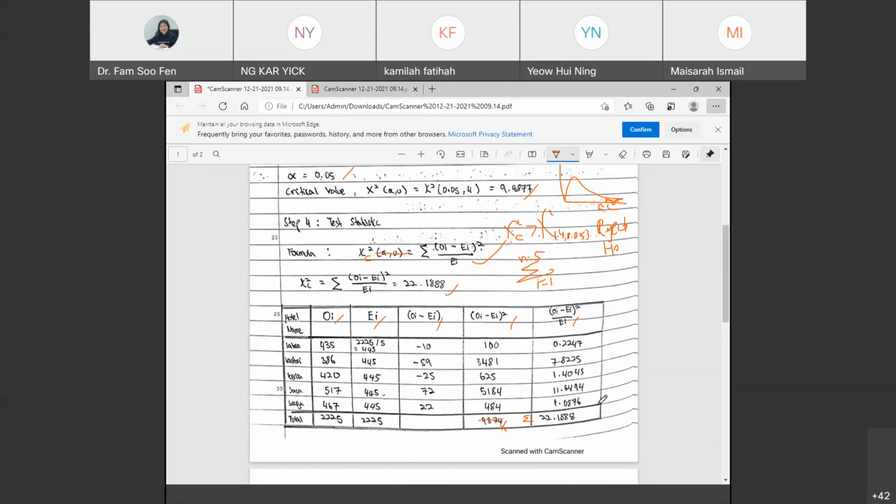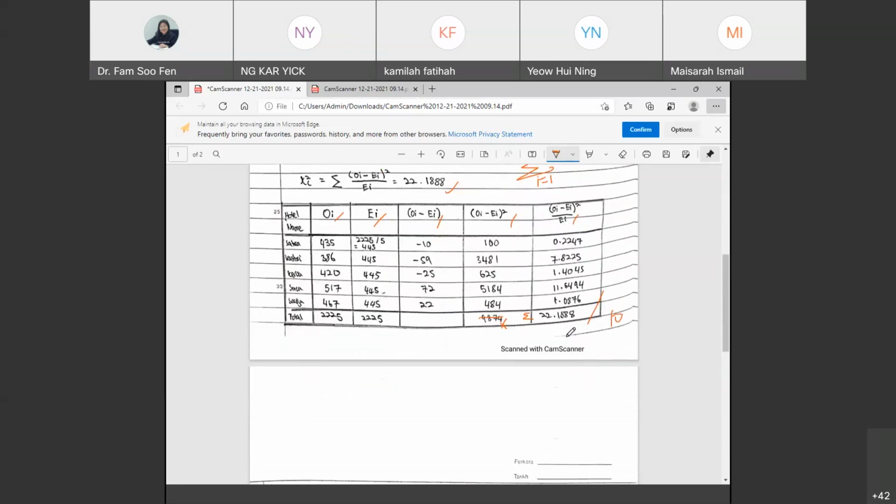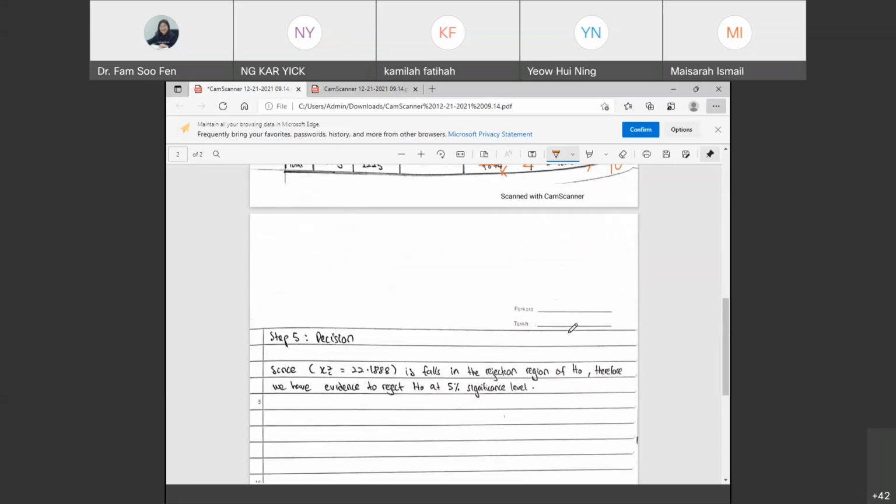Let's say that this one is 10 marks. So straight away you get 10 marks. Normally, for chi-square or ANOVA, the table itself is roughly about 10 marks, 15 marks, something like this. It depends on the figures.